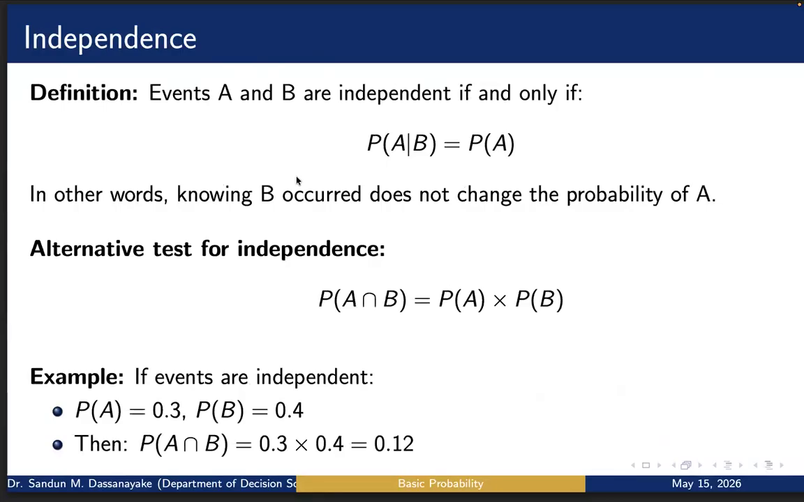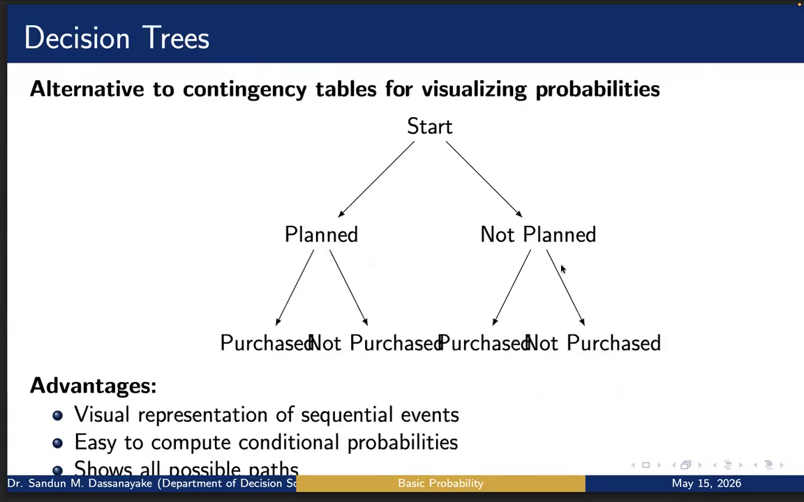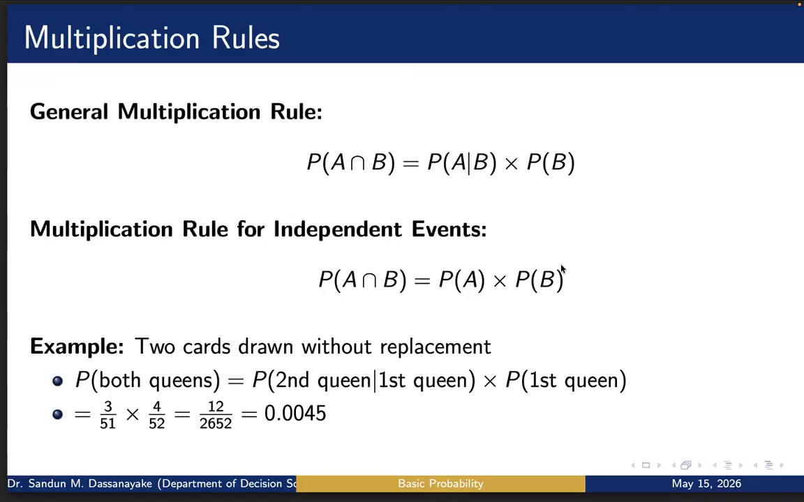Events A and B are independent if and only if the conditional probability does not make a difference to the actual probability. So B subjected to A does not do anything. In other words, B having occurred does not change the probability of A. And for independence, the probability of the intersection gets multiplied. I'm not going to talk about these things. So let's look at an alternative to the contingency table for visualizing probabilities. You can go for decision trees. And the multiplication rule is simply multiplying the conditional probability to get the probability of the intersection.